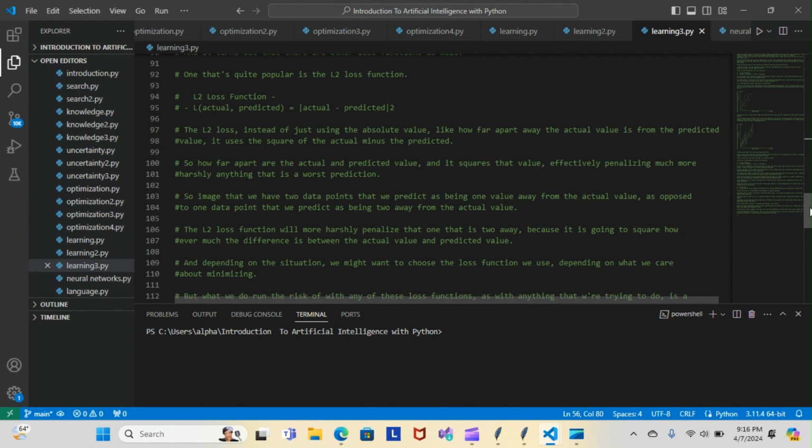So imagine that we have two data points that we predict as being one value away from the actual value, as opposed to one data point that we predict as being two away from the actual value. The L2 loss function will more harshly penalize that one that is two away, because it's going to square however much the difference is between the actual value and predicted value, as I just stated earlier. And depending on the situation, we might want to choose the loss function we use, depending on what we care about minimizing. Now that's where I'm going to stop tonight.